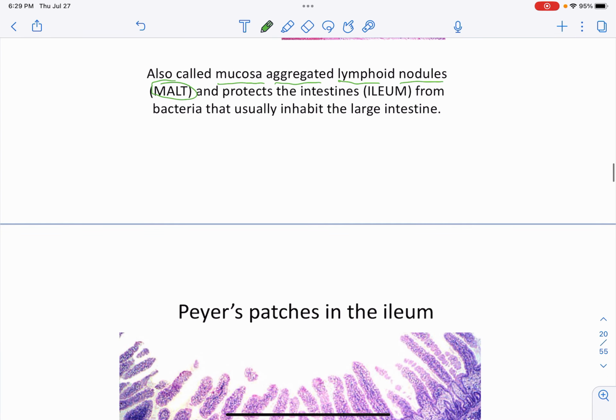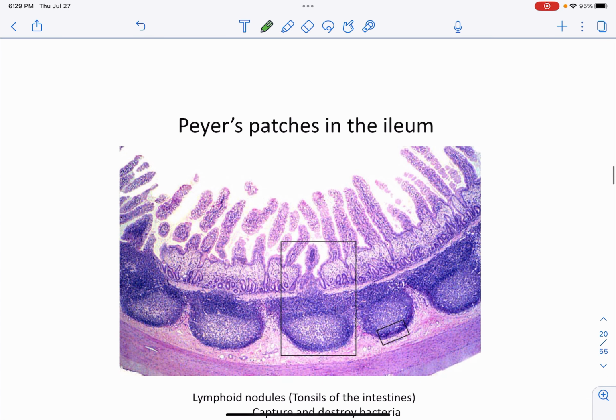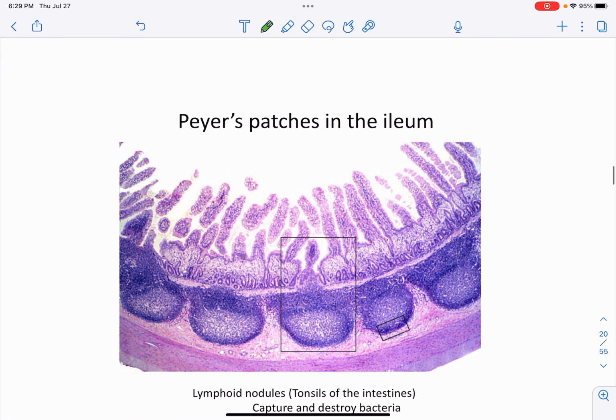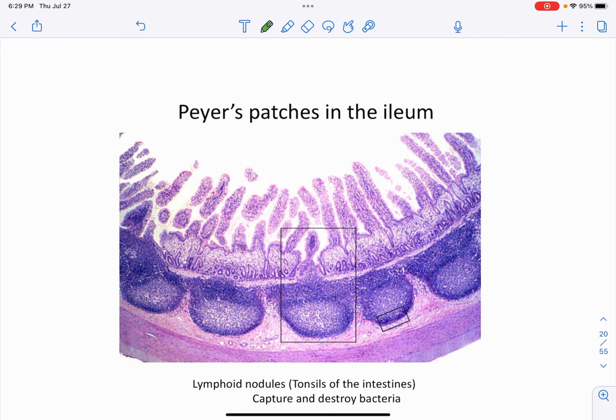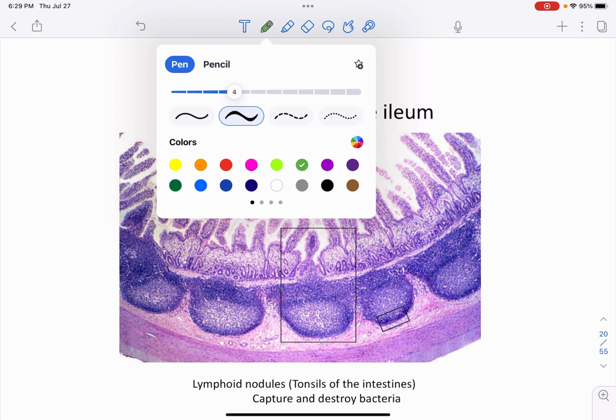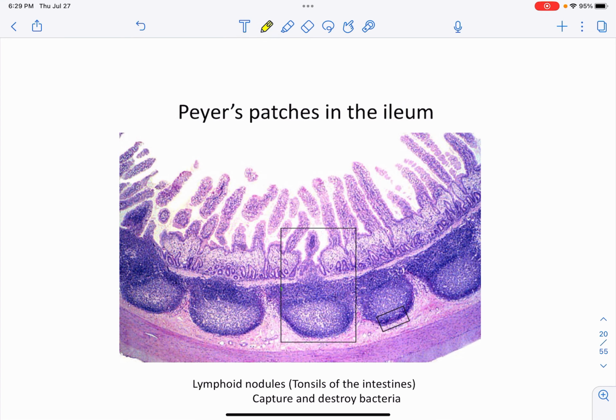You will be able to look at the ileum under the microscope, a histology image of the ileum, and you will be able to see these beautiful Peyer's patches. Let me find a color that's going to highlight well here. Let's try yellow. Oh, that works nicely. So you can see all of these Peyer's patches here in the submucosa. And again, these are little lymphoid nodules. They kind of act like tonsils. They are going to capture and destroy bacteria that should not be present there.